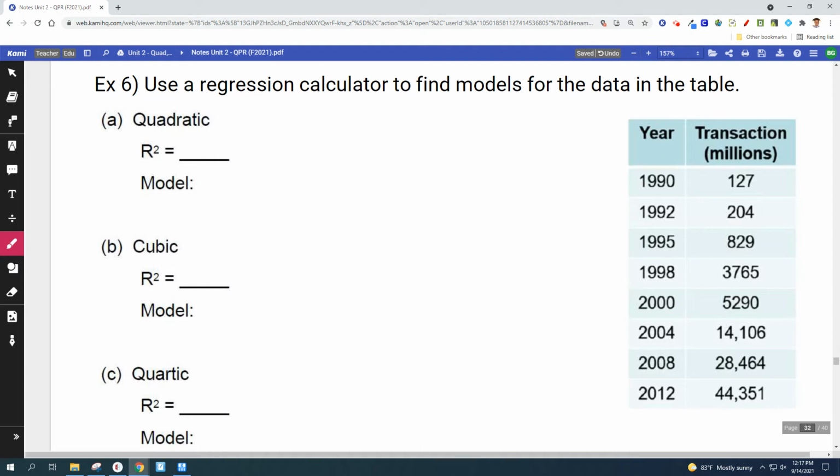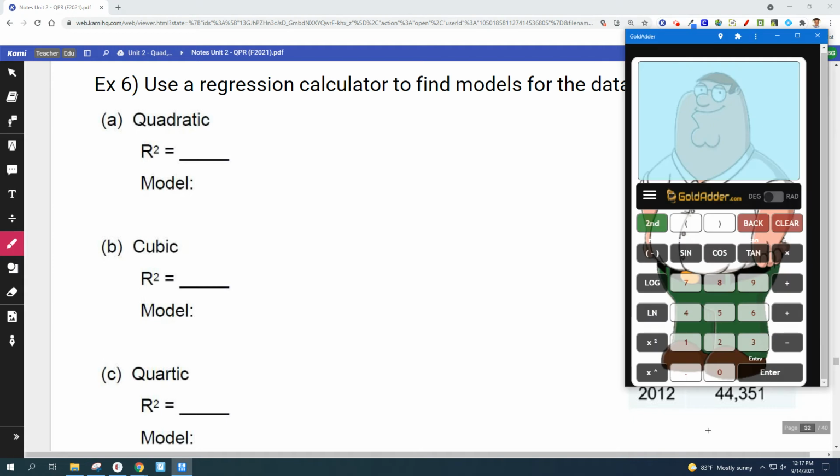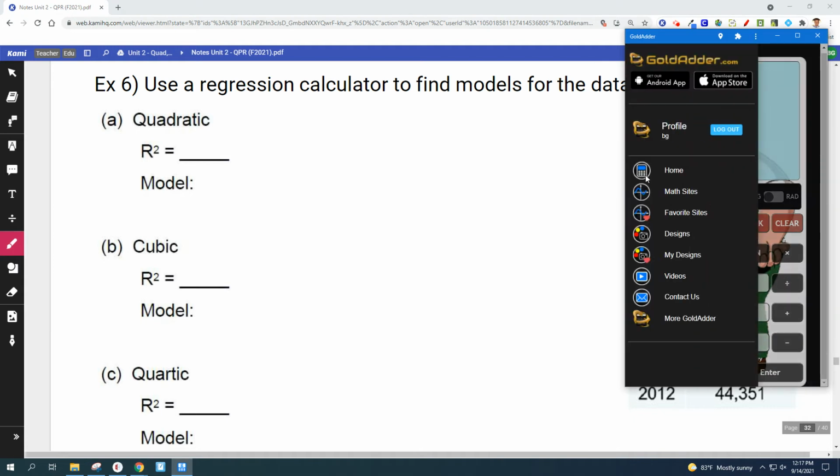Number 6 says use a regression calculator. So this is going to work similar to some problems that we've done in the past, but we're not doing a linear regression, and we're maybe not doing a quadratic regression. We're talking about polynomials, so it might be quadratic, but we don't exactly know yet. So the easiest thing to do, I think, is go into Desmos Math Sites.